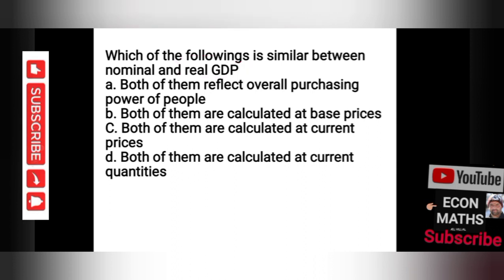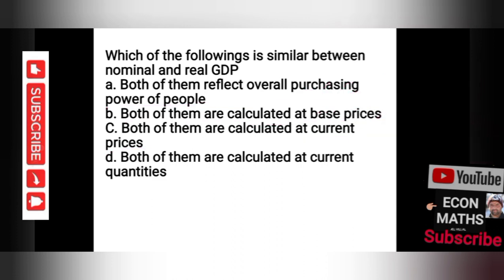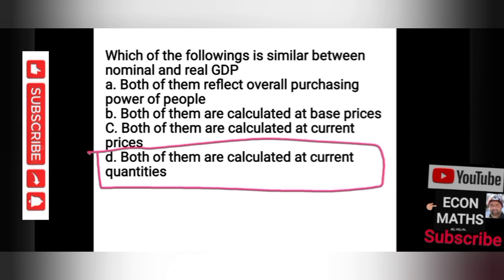B option is both of them are calculated at base prices. No, only real GDP is calculated on base prices. So this is not correct. C option is both of them are calculated at current prices. No, only nominal GDP is calculated on current prices. D option is both of them are calculated at current quantities. This option seems correct. Both are calculated at the current quantities is the correct option.